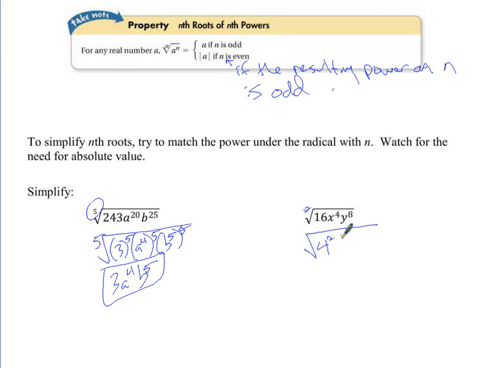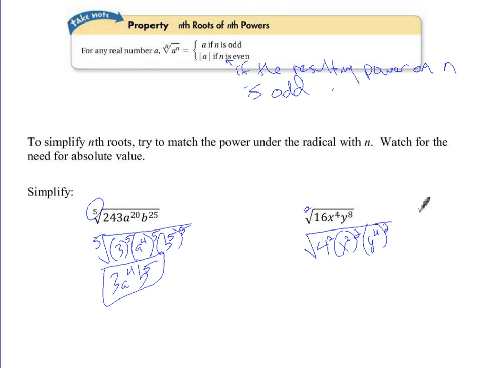What squared gives me x to the 4th? X squared squared. And what squared gives me y to the 8th? Tricky one. Y to the 4th squared. Remember that powers to powers multiply. So we're trying to come up with numbers that multiply with a 2 sitting here. 2 times what gives me 8? Well, that's got to be 4.